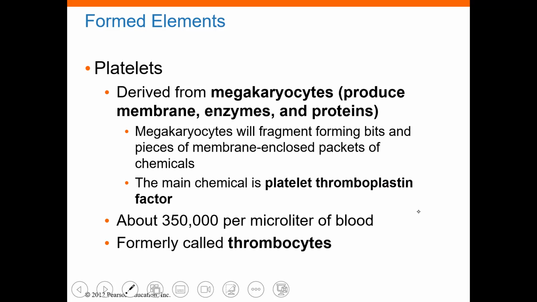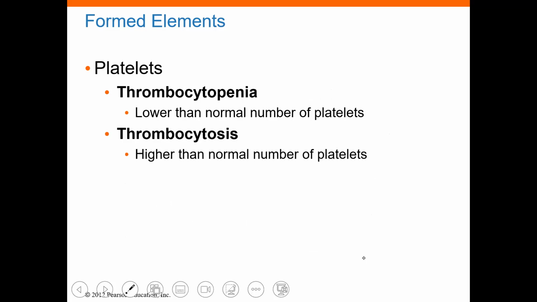About 350,000 per microliter of blood, formerly called thrombocytes. Okay, platelets, thrombocytes. So we'll still call it thrombocytopenia when there's a lower than normal amount of platelets. And a higher amount we're going to call thrombocytosis.